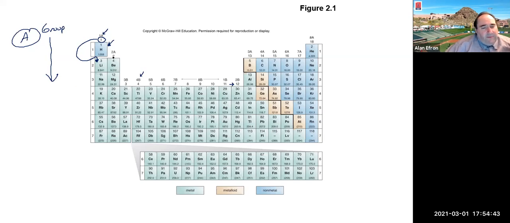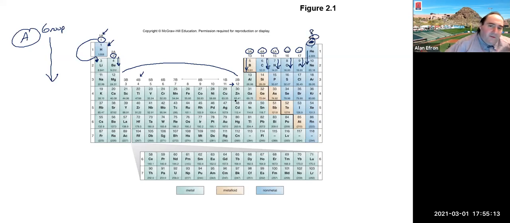Right next door is group number 2. Again, going down, we skip all this middle part here, and we come over here. This is group number 3, going down where boron is. Group 4, carbon and down. Group 5, nitrogen and down. Group 6, oxygen and down. And 7, fluorine and down. And group, not 18, 8. That's what most people call it. Helium and down. So those are groups going up and down on the periodic table.